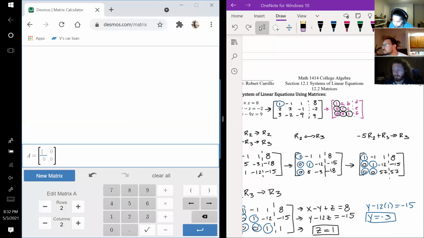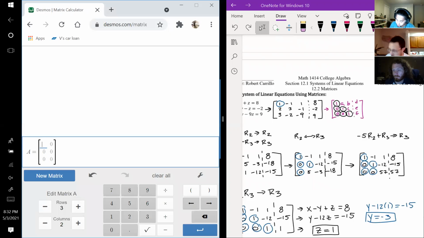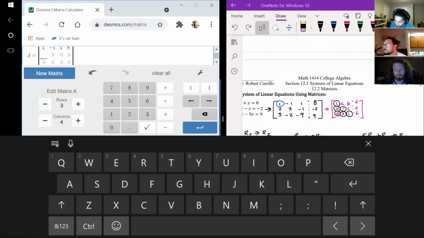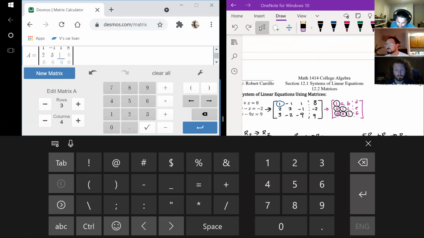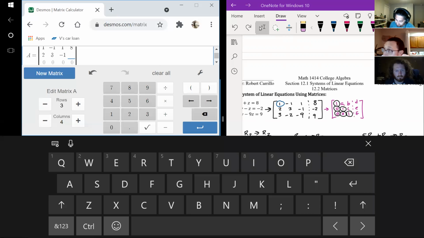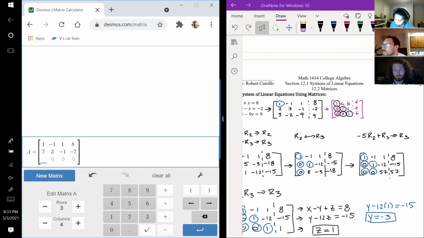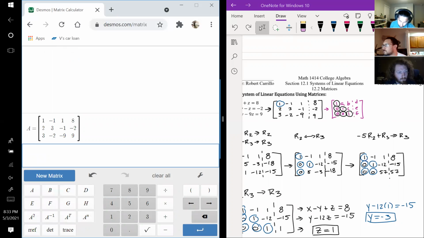So I'll say new matrix, and I have 3 rows, which I can edit down there, by 4 columns. And I'll type in my values. 1. No, stop popping up. It's going to pop up every time, I bet. Yep, that's annoying. 1, 8, 2, 3, -1, -1. I tried to look how to turn the keyboard off, but I can't. It just pops up when it wants to. 3, -2, -9, and 9.